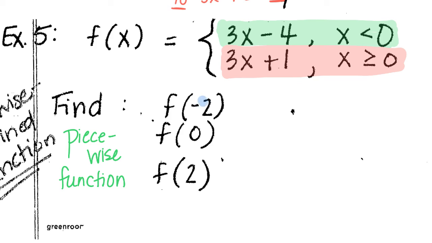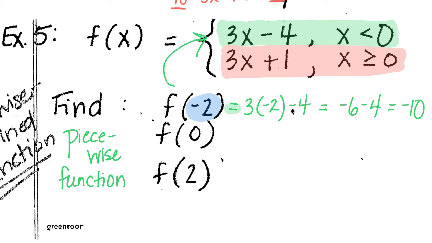So when I look at the first one, negative 2 is a number smaller than 0. So I'm going to use the green equation. I'll actually write this in green for you. Instead of putting in x, I'm going to put in negative 2. 3 times negative 2 is negative 6, minus 4. So f of negative 2, because I have to use the top equation, is negative 10.